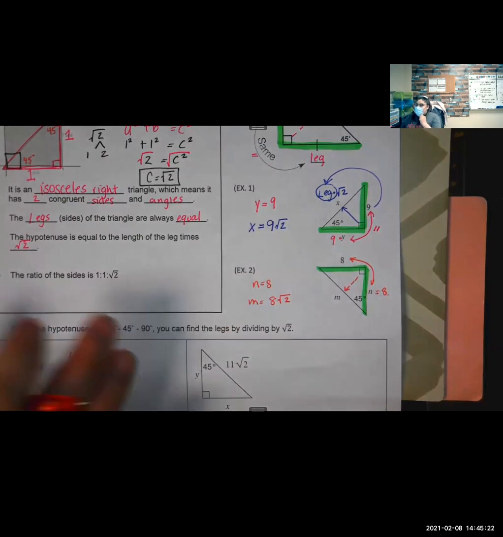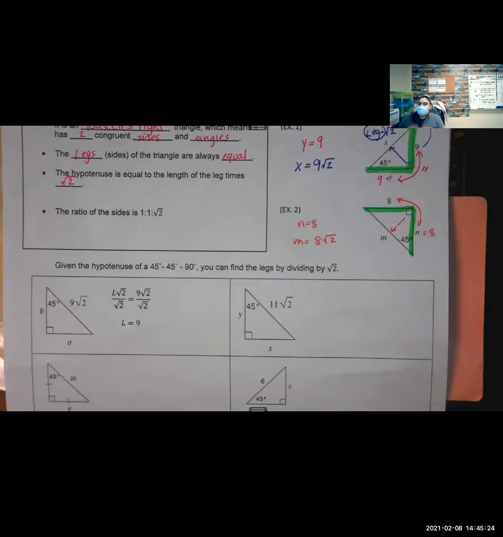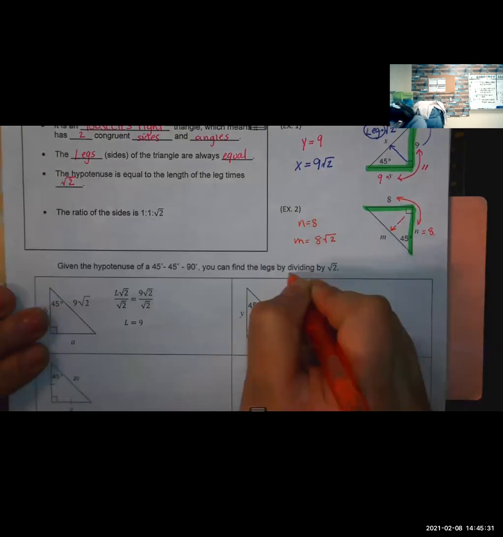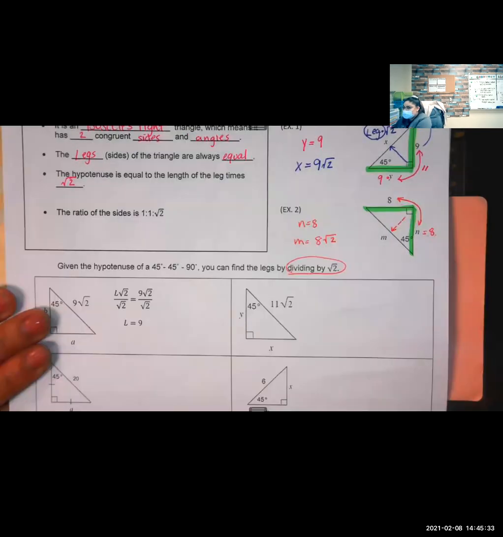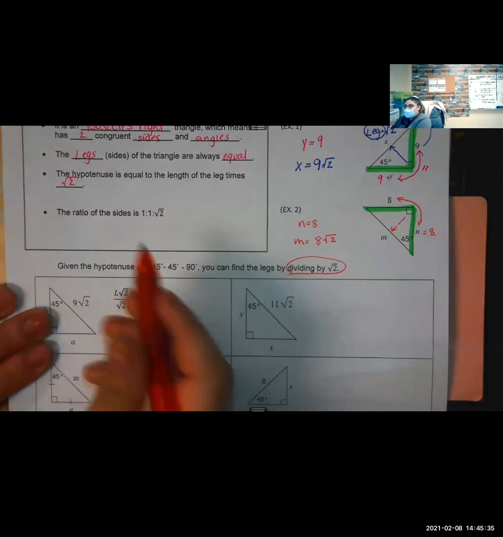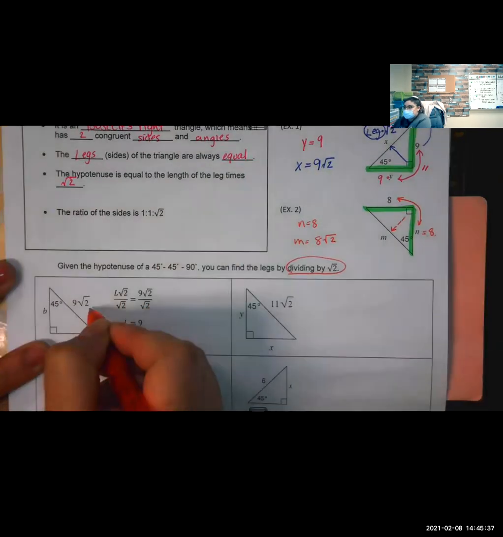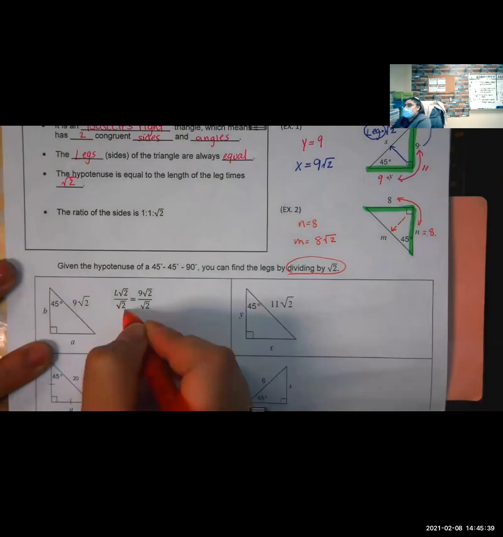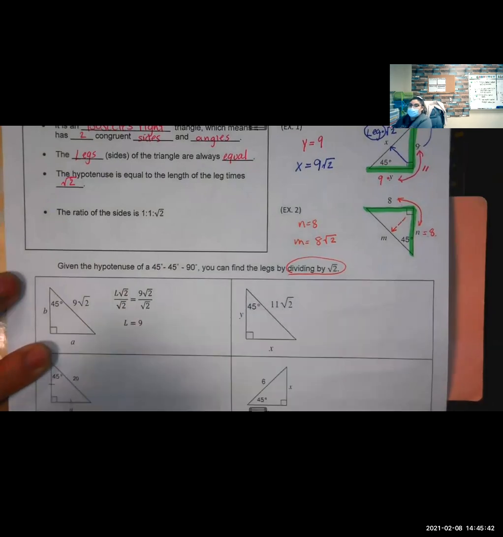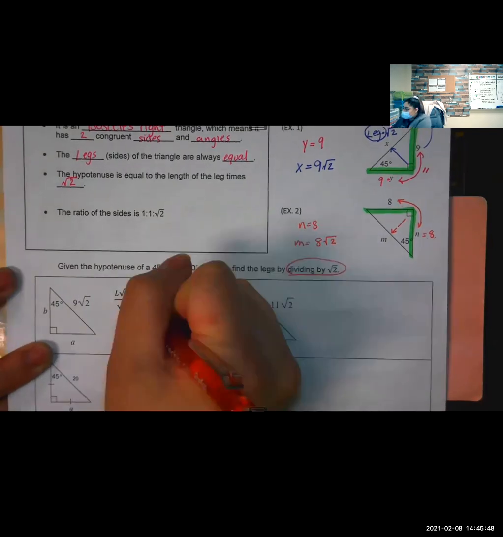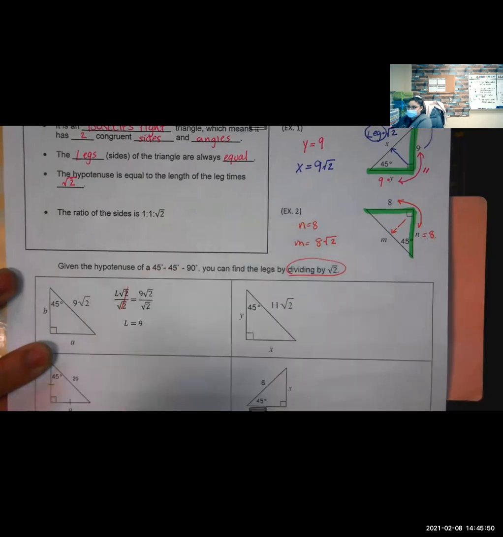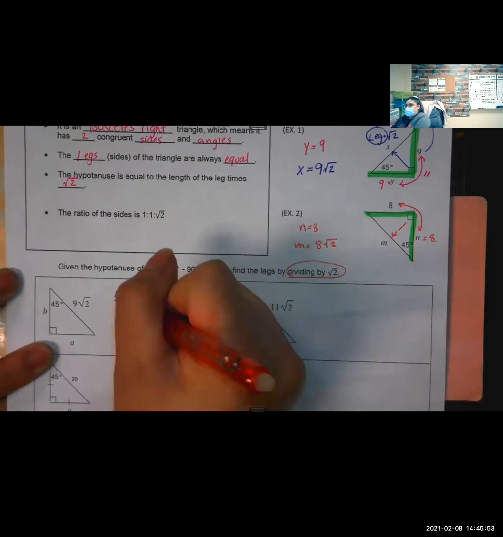Now, working backwards a little bit, what if I give you the hypotenuse and I ask you for the legs? You can do this by dividing by the square root of 2. So notice here, my diagonal or hypotenuse is 9 square root of 2. I divided by the square root of 2, and we know that when we divide a number by itself, that number cancels. So the square root of 2 on the top will cancel with the square root of 2 on the bottom, leaving us with L.